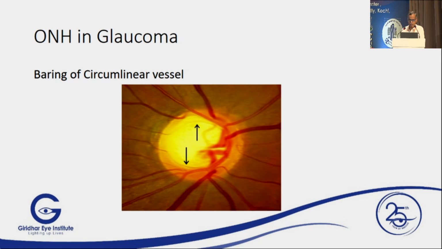Now the circumlinear vessel, as I said earlier, lies along the inner margin of the neural rim, and when the neural rim recedes, this vessel seems to be moving more centrally. So this is called baring of the circumlinear vessel.